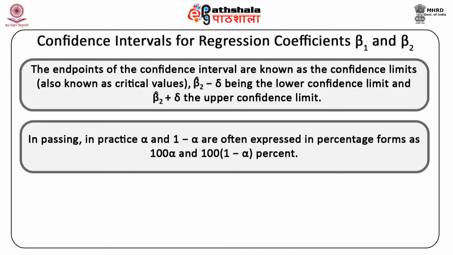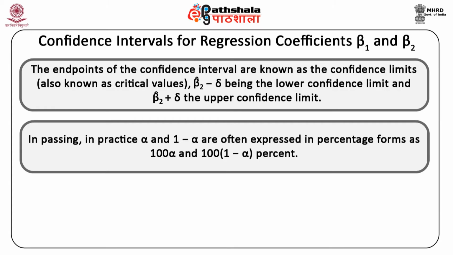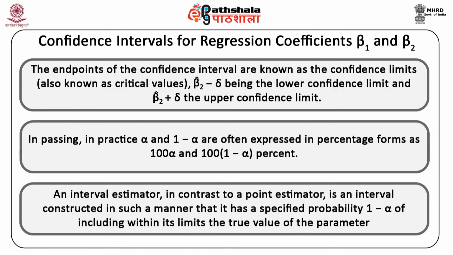In passing, note that in practice, alpha and 1 minus alpha are often expressed in percentage forms as 100 alpha and 100 into 1 minus alpha percent. An interval estimator, in contrast to a point estimator, is an interval constructed in such a manner that it has a specified probability 1 minus alpha of including within its limits the true value of the parameter.